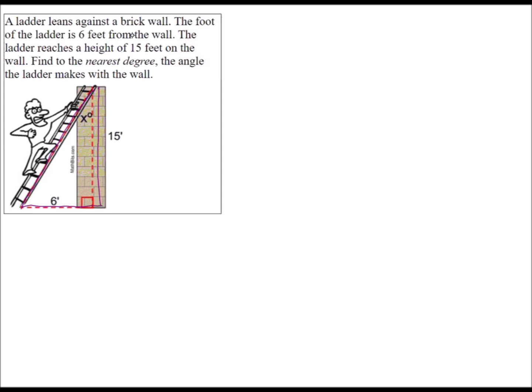It said that the foot of the ladder is 6 feet from the wall. Well, here's the foot of the ladder, here's the wall. So that one's got to be the 6 feet. It says the ladder reaches a height of 15 feet on the wall. So here's the end of the ladder, and where does it reach? Well, that's going to be your side right here. So you should see at this point a right triangle in which it says 6 feet, 15 feet.